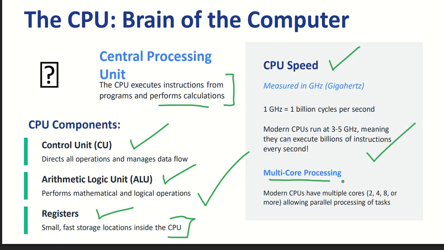The next thing which today's technology has is called multi-core processing. A CPU can consist of multiple cores that process more instructions, and they can work individually or collectively. They can be in pairs, 2, 4, 8, or more, allowing parallel processing of tasks to increase the speed of processing.